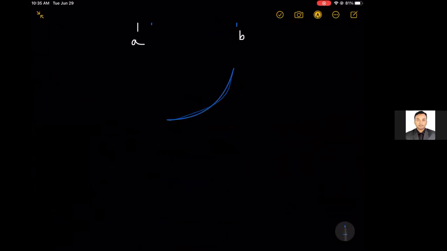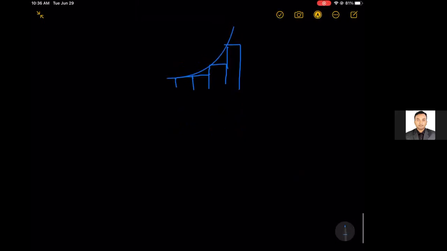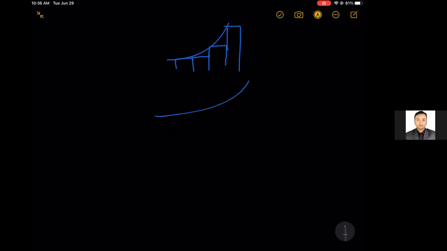So for Riemann sum, we did it like this, right? We divided the interval into, let's say, 4 rectangles like this. But what if I would be able to do like this? I divide it into 50 really small rectangles, small in terms of the length.